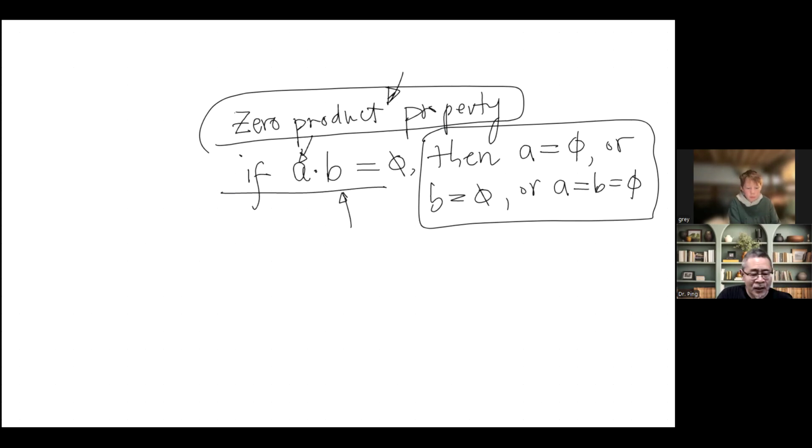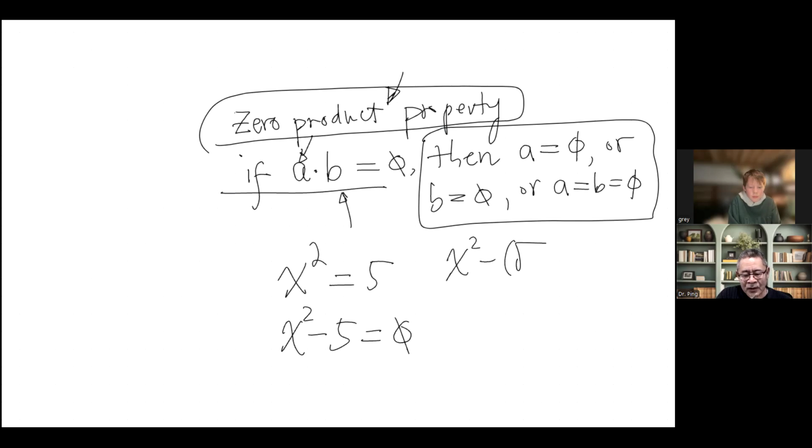Let's see another example. So x squared is equal to 5. How do we do that? Well, we know x squared can be written as x squared minus 5 equal to 0, and that's x squared minus square root of 5 squared equal to 0. And of course, we know we can break it down to this.